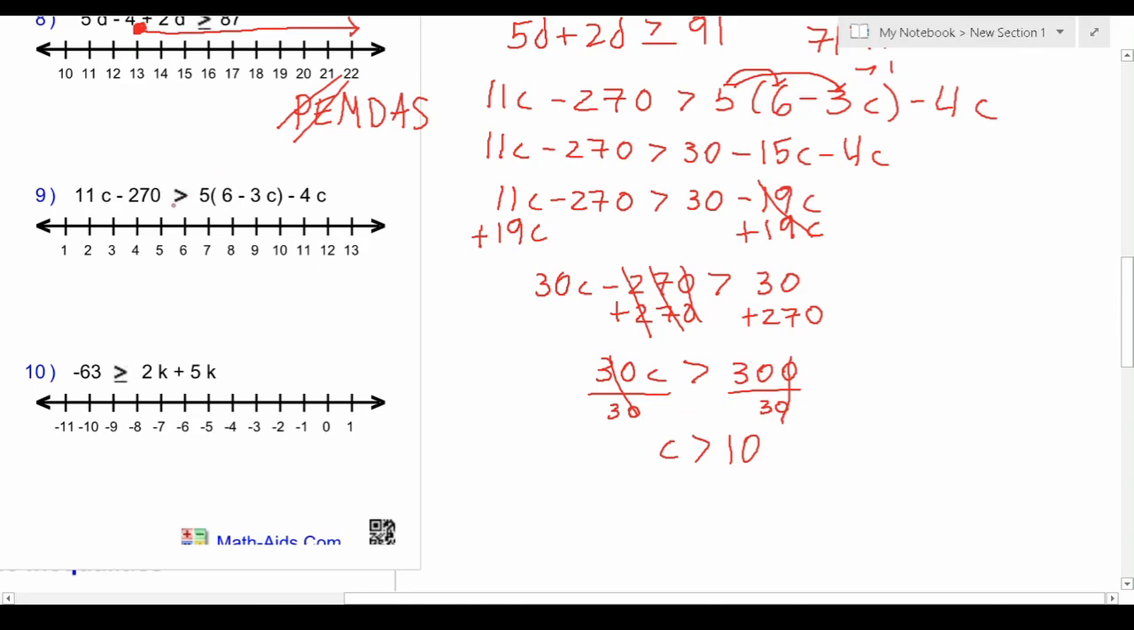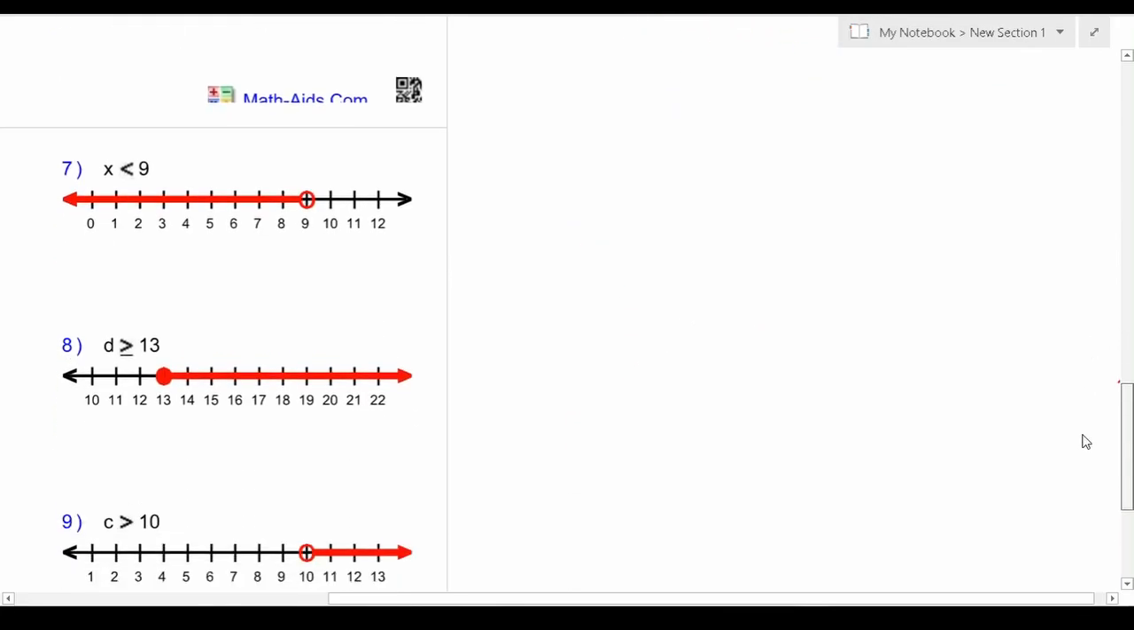First and foremost, we can see that we have greater than, so we're going to use an open circle, particularly above the number 10. And what this says is we're looking for all the values that are greater than 10, which means we're going to place an arrow going to the right on the number line. Okay.